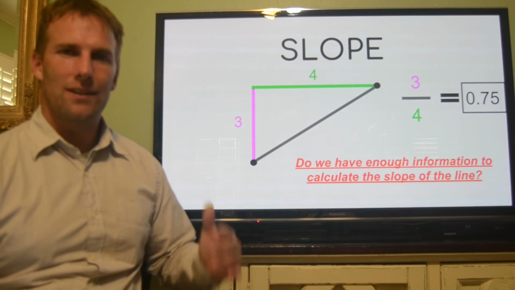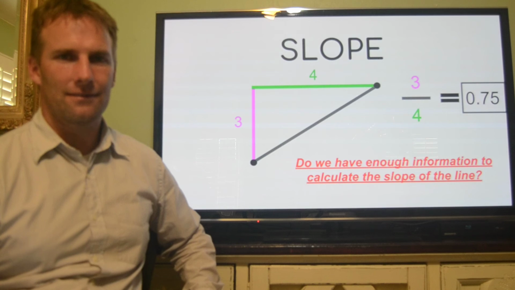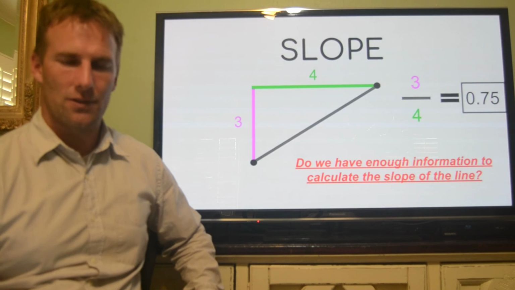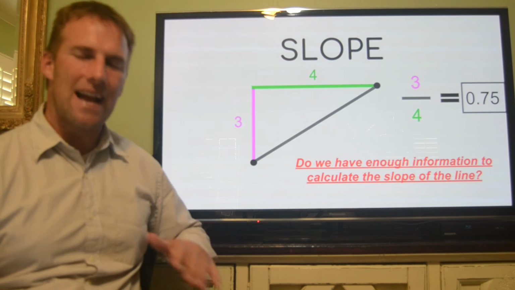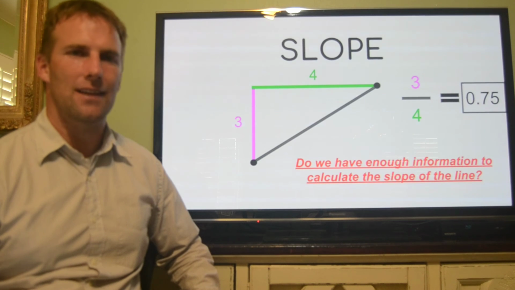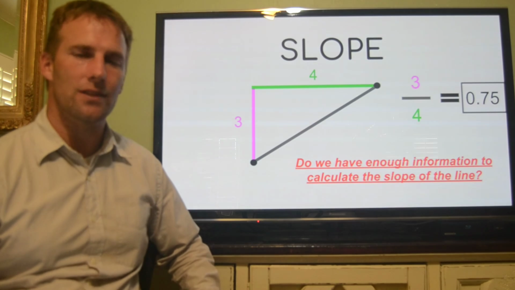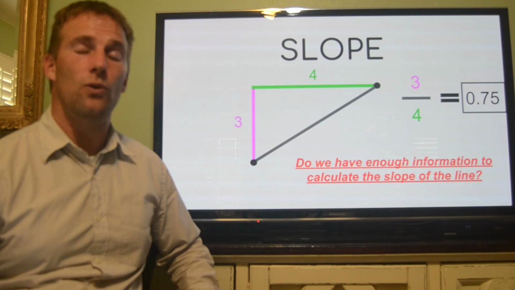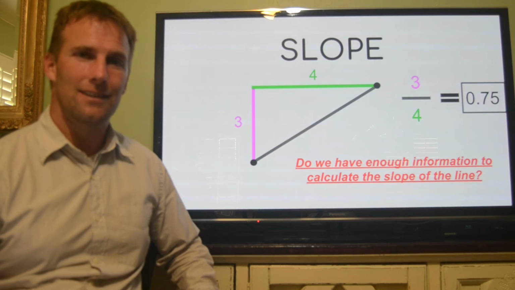Those are the ways that we calculate slope for any line. Take the vertical distance divided by horizontal distance, and that'll tell you exactly how steep something is, so you don't have to just say kind of steep or really steep. You can say, oh, its slope is 0.75 or 3/4. Good job.